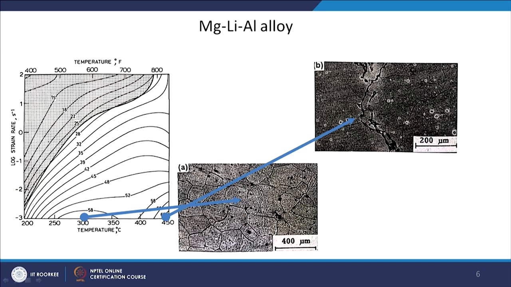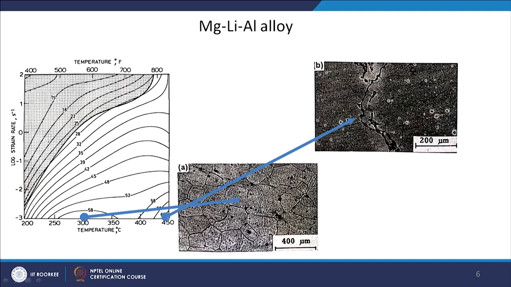Some void formation, voids must have nucleated and connected with each other, and some cracking has taken place at the grain boundary. So, though it shows high efficiency, we should be concerned about this: it shows high efficiency, but there are defects in the material. The efficiency is around 60% here, whereas it is 58% here at lower temperature.